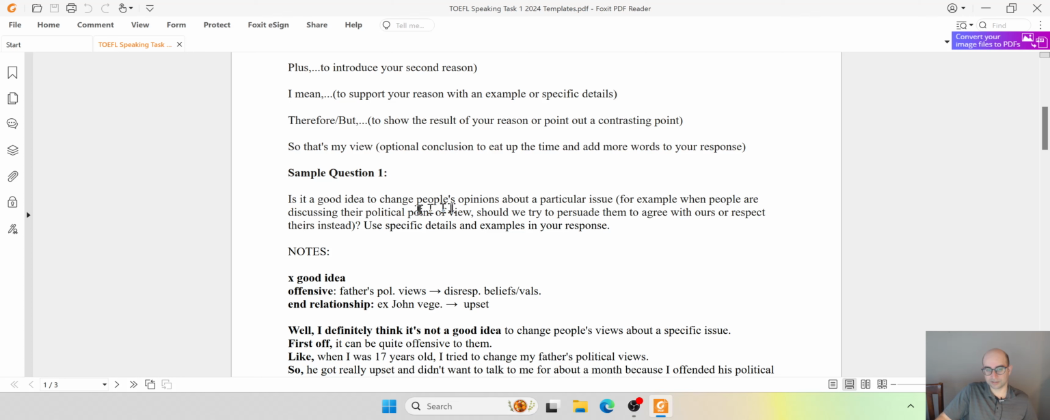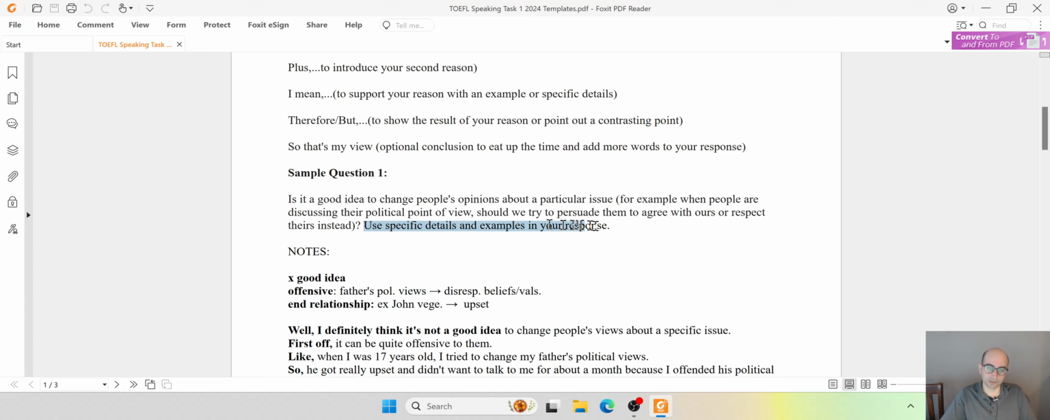So, is it a good idea to change people's opinions about a particular issue? Now, sometimes they like to share some kind of example to develop your insight of the topic. Other times they don't do that. But if they did, make sure you don't miss that. Make sure you read the information in parentheses, brackets, whatever they use. So you'll better understand the question here.